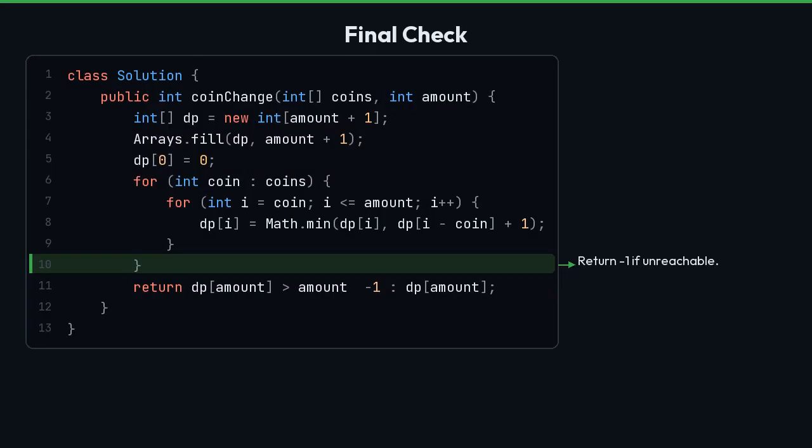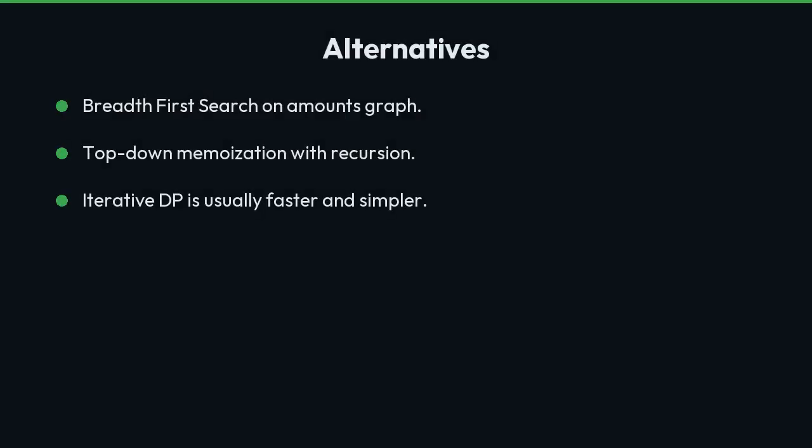Finally, we check if the value at the target index is still greater than the amount. If it is, it means the amount was never reached, so we return -1. You could also solve this using breadth-first search on a graph of amounts. Another alternative is top-down memoization with recursion. However, the iterative array approach is generally more space-efficient and easier to implement.